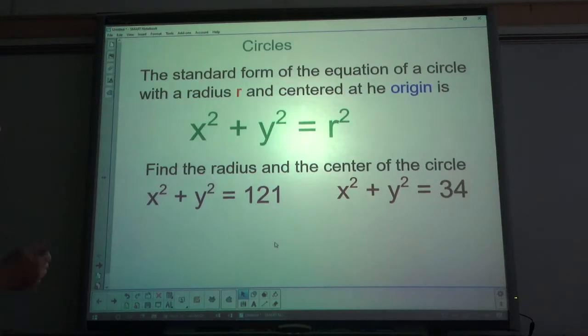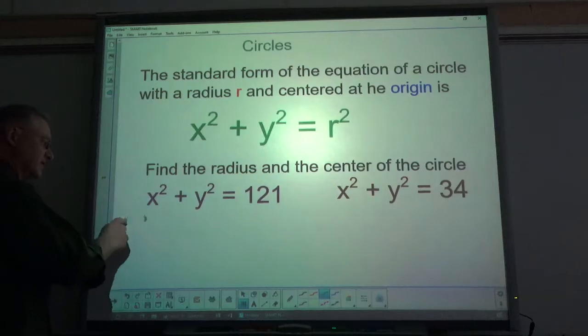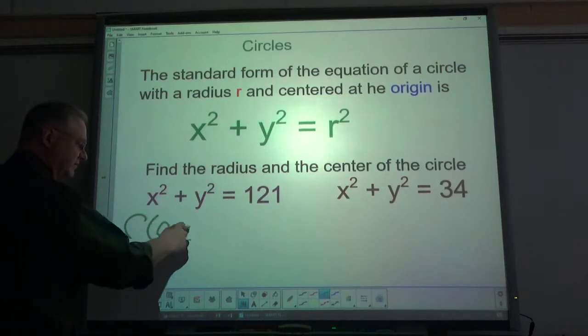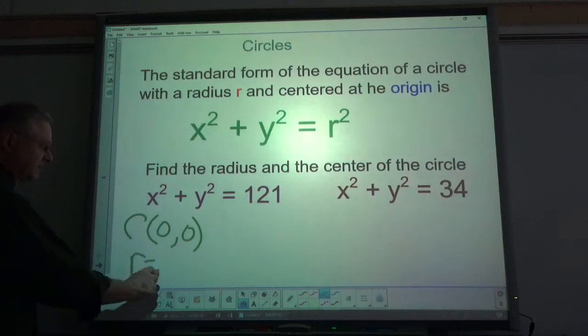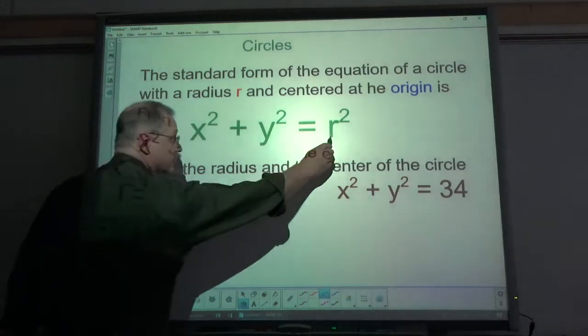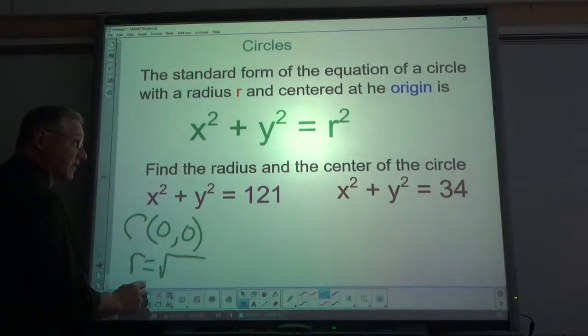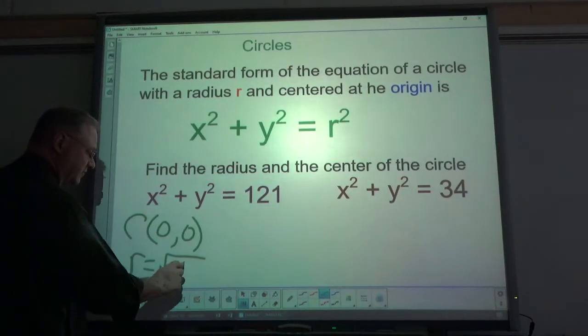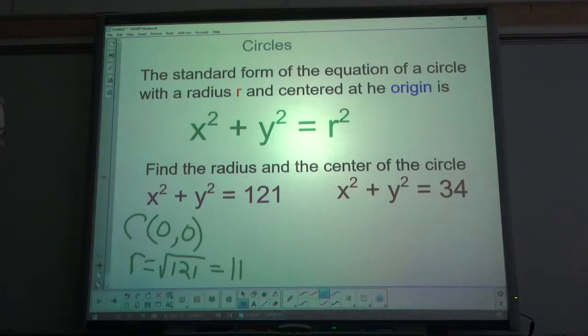So if I want to find the center and radius of these equations, we know the center is at 0, 0, because it's in this form. The radius is going to be the square root, because this is r squared. The square root of r squared is r. So the square root of 121 is 11.